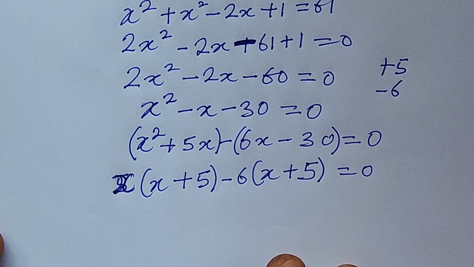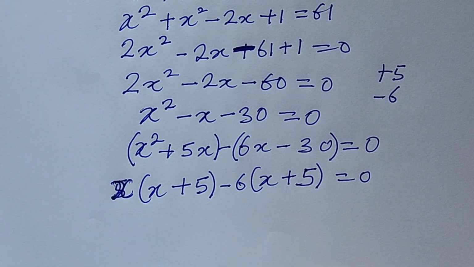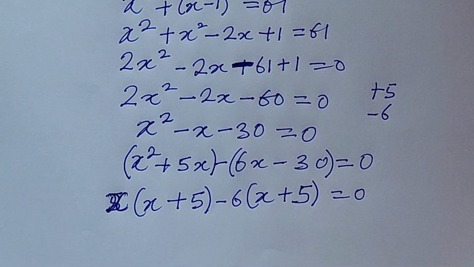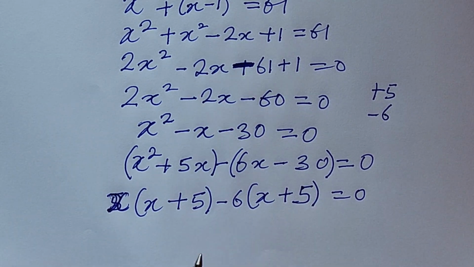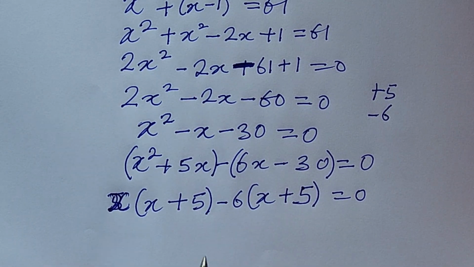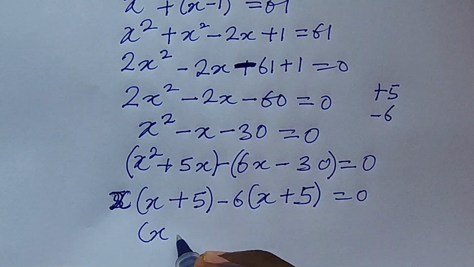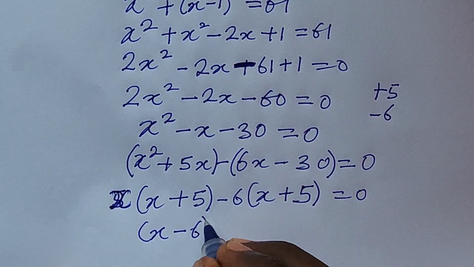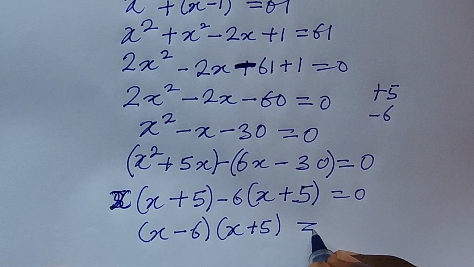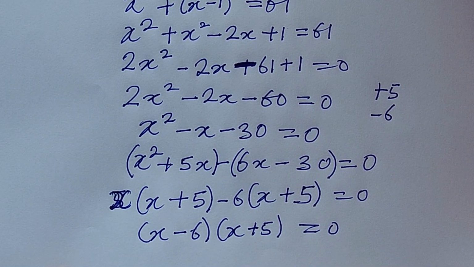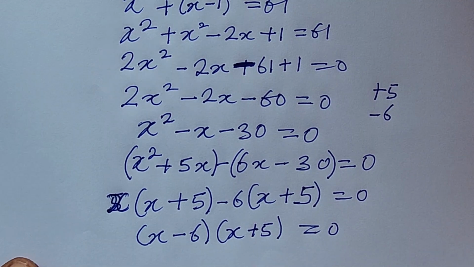So what do you see out here now? You discover that what you have inside the two brackets are the same. So what we do, we take this x and this 6 outside, and this one of the x. So we now have x minus 6, bracket x plus 5, everything equal to 0. Are we learning something here?